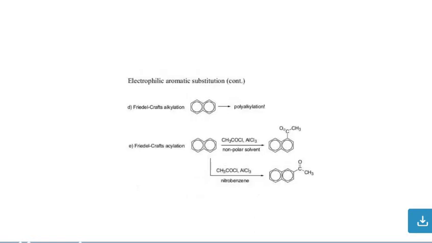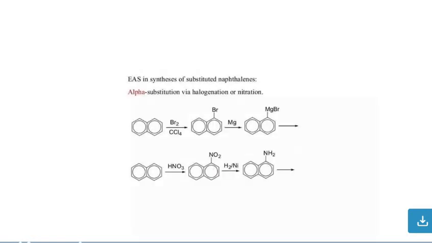Now you can see the acylations. You can see the brominations.